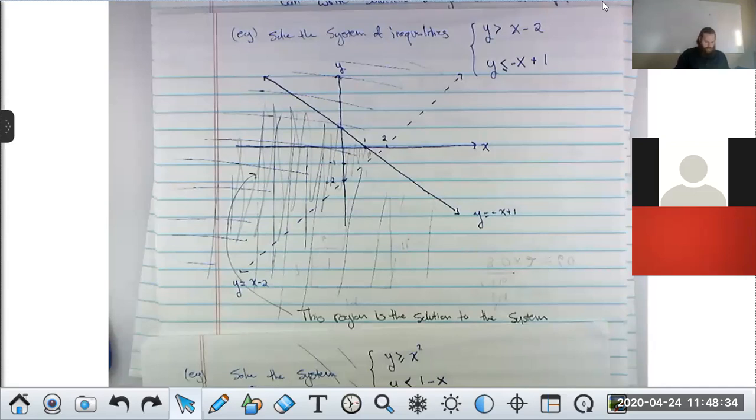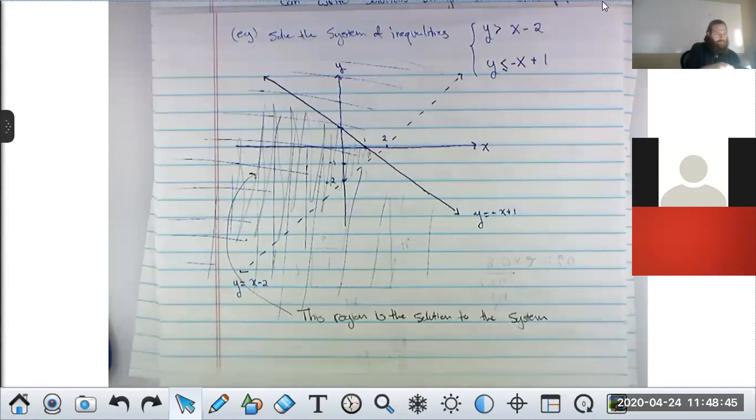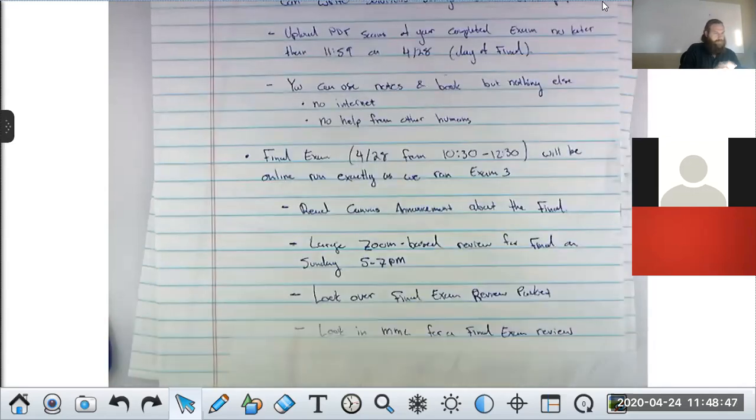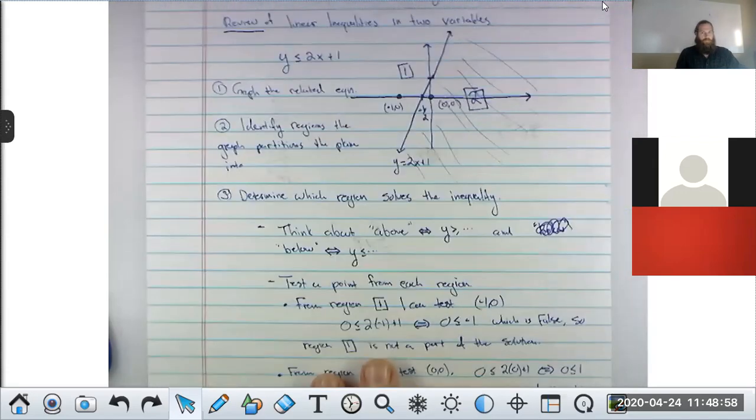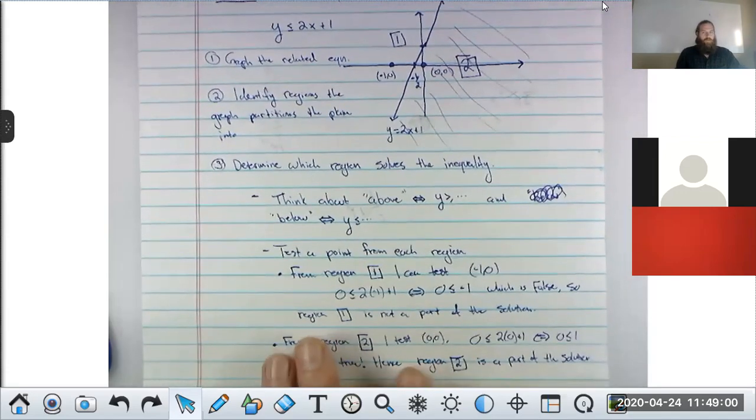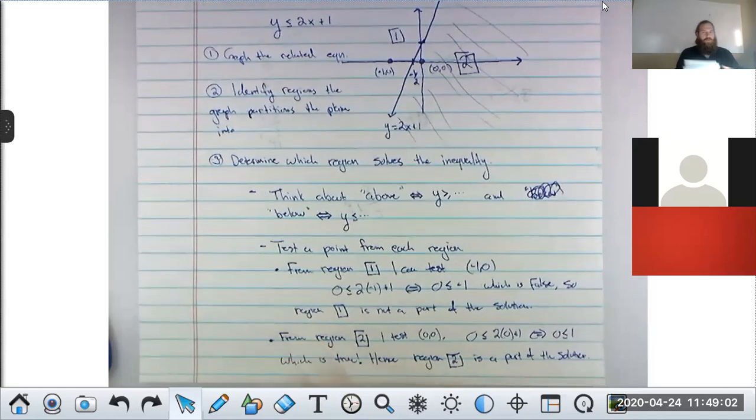Oh yeah, sure. Here, let me find that. Here we go. So this is where we were solving using test points rather than thinking about what's above and what's below.